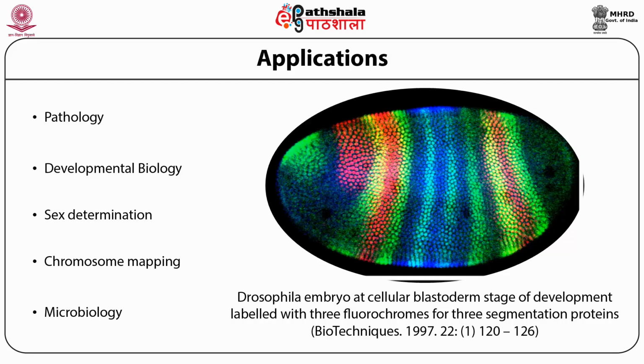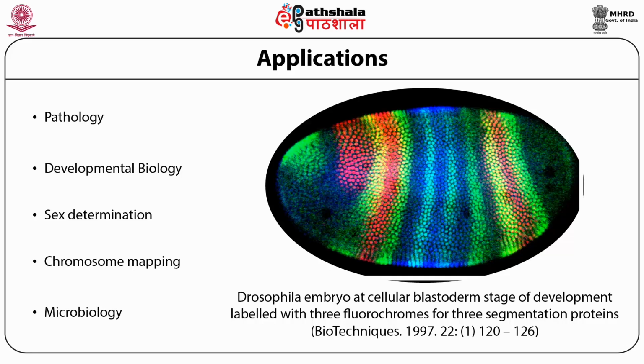Second, developmental biology. Cells developed from a progenitor can be identified by the presence of the same mRNA. Also, segmentation pattern or body pattern formation in Drosophila can be studied using FISH. Third, sex determination. Sex determination, and thus identification of donor and recipient cells in transplants, can be done using this technique. Sex is determined by hybridization with a Y chromosome specific repeat.